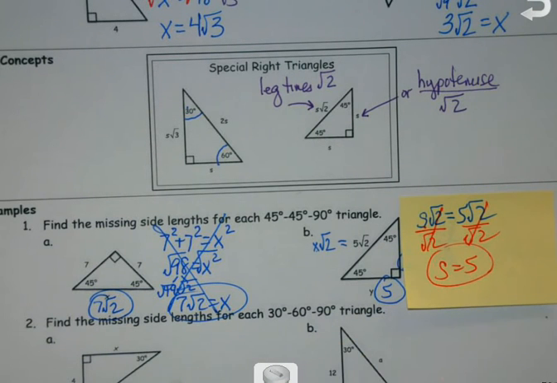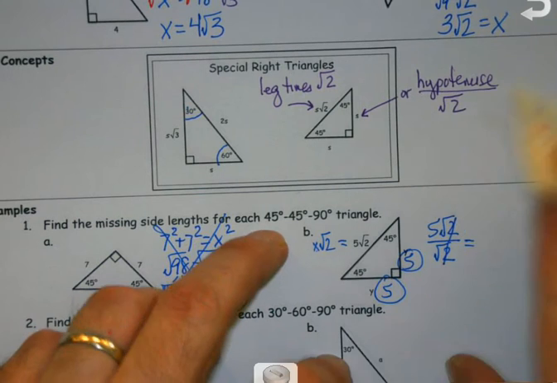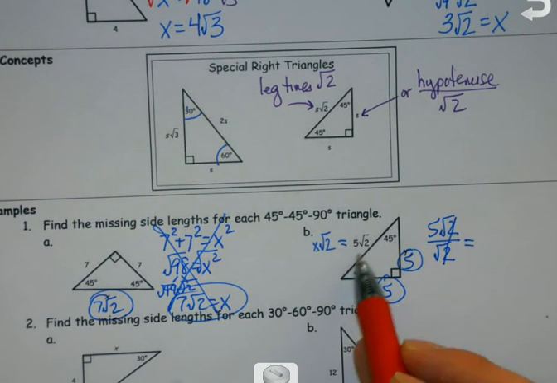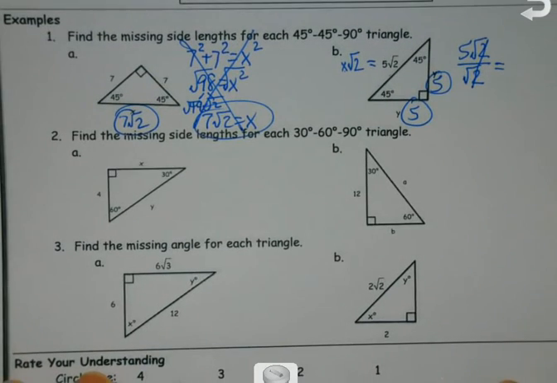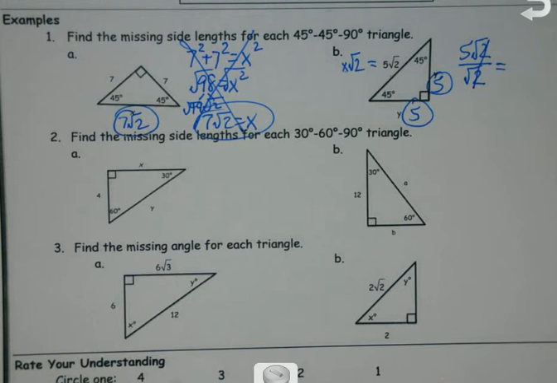On that particular problem, absolutely. If you see a hypotenuse times the square root of 2, you can just write the number down. But like I'm going to show you in a bit, it won't turn out that nice every single time. Same thing with my 30, 60, 90.